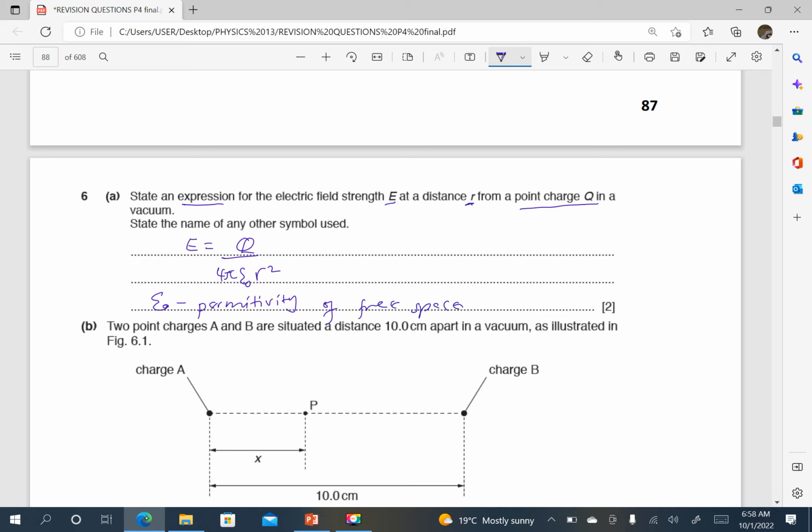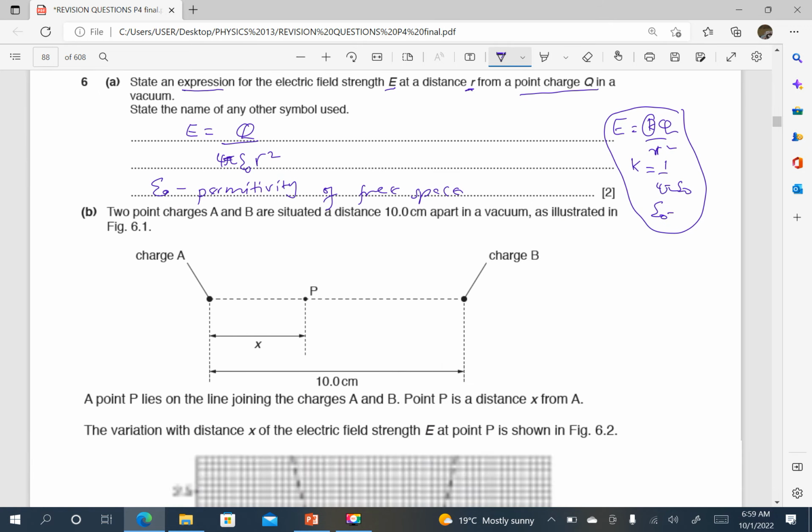For such a question, avoid writing E as equal to KQ over R squared, because it means you will have to define K. You will have to tell the examiner that K is 1 over 4 pi epsilon naught, and again explain epsilon naught. Instead, you would rather state the equation the way you know it, including this constant 1 over 4 pi epsilon naught, and just explain the permittivity of free space, or permittivity of a vacuum.